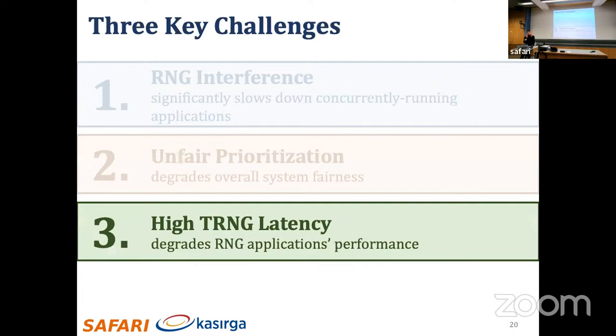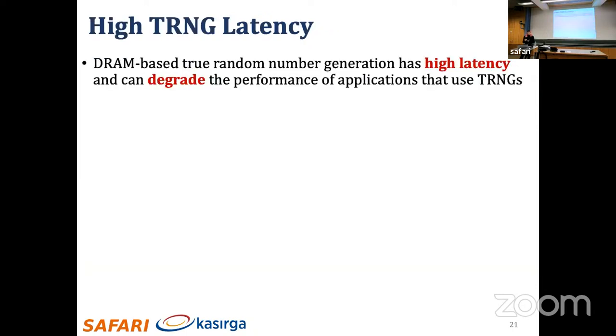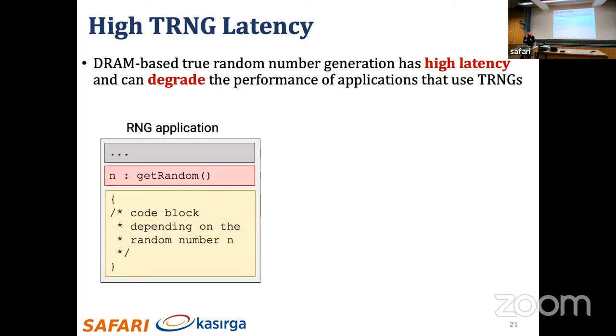And the third challenge is the high TRNG latency. DRAM-based true random number generation has high latency and can degrade the performance of applications that require a lot of random numbers. Here I show a code block from an RNG application, and it consists of three main parts. The first one is the part of the code that does not depend on a random value. The second one is where it requests a random value. And in the third block, we see some instructions that depend on the generated random number.